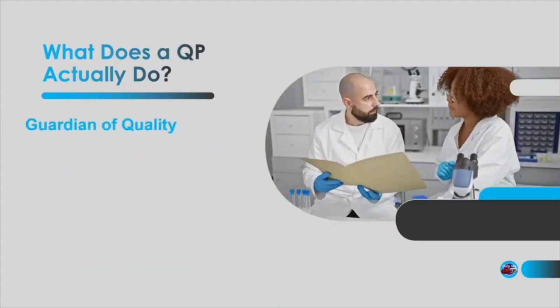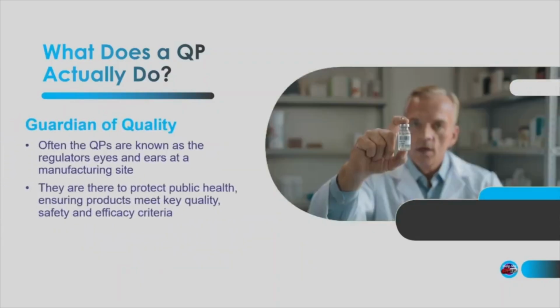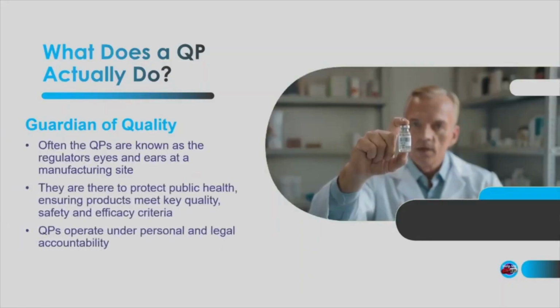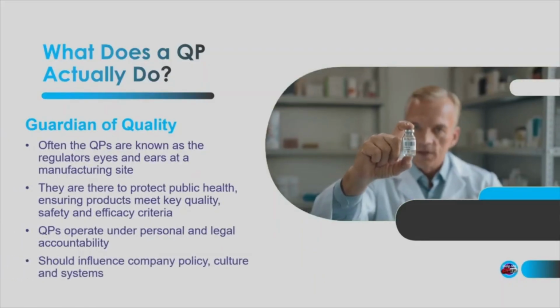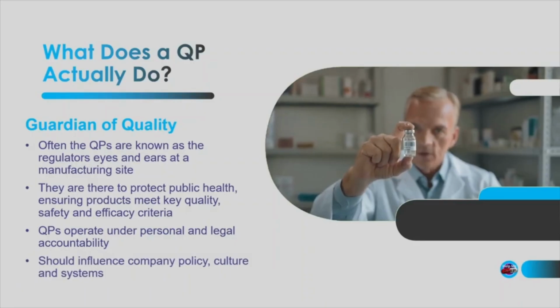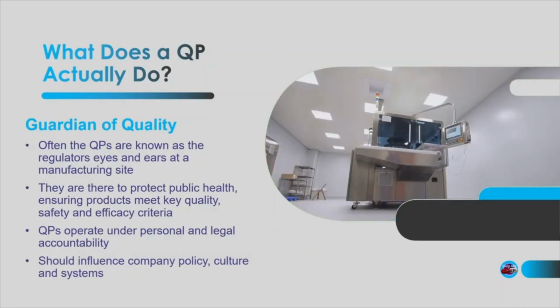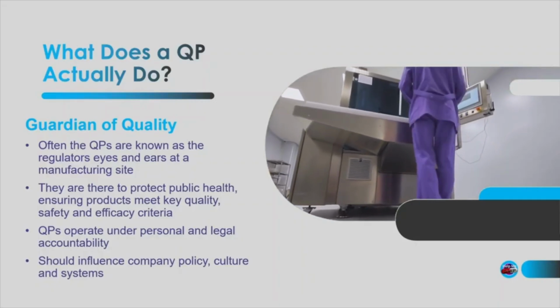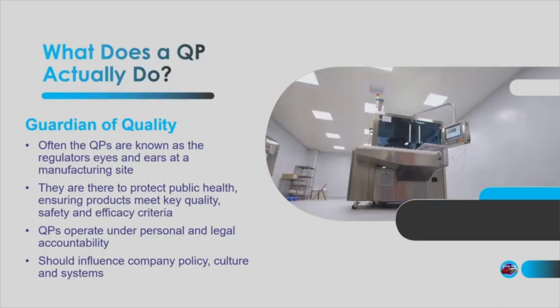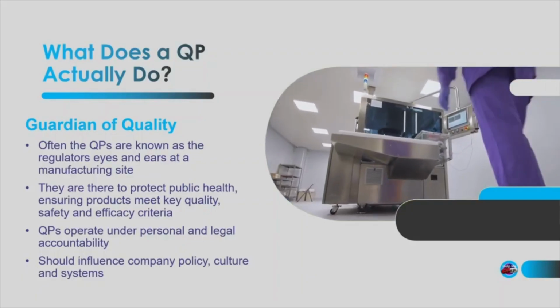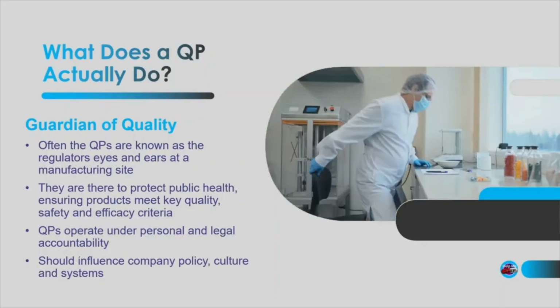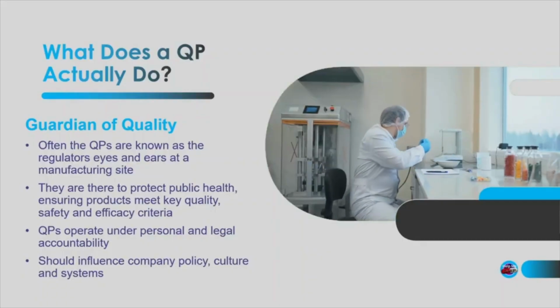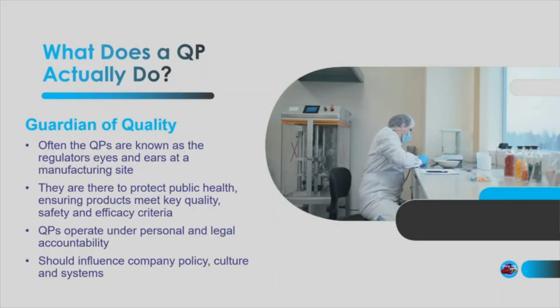QPs are present in pharmaceutical manufacturing companies to be the eyes and ears of the regulators. They often shape how the company handles change controls, training, deviation management, validation, and qualification. They are personally and legally accountable for their decisions. So they have a big say in the design and maintenance of the pharmaceutical quality system, or PQS. Basically, they don't just manage quality, they live it.